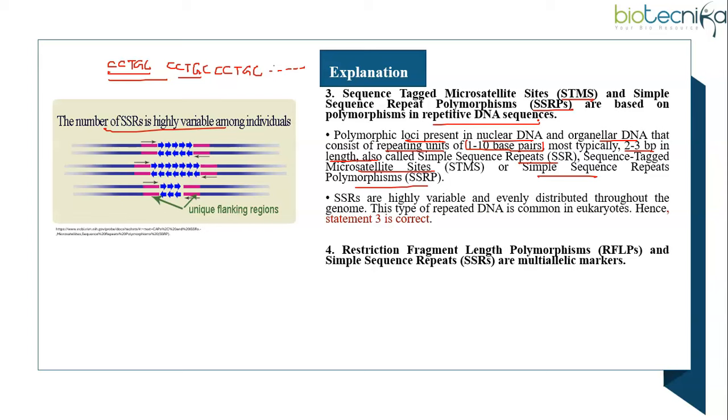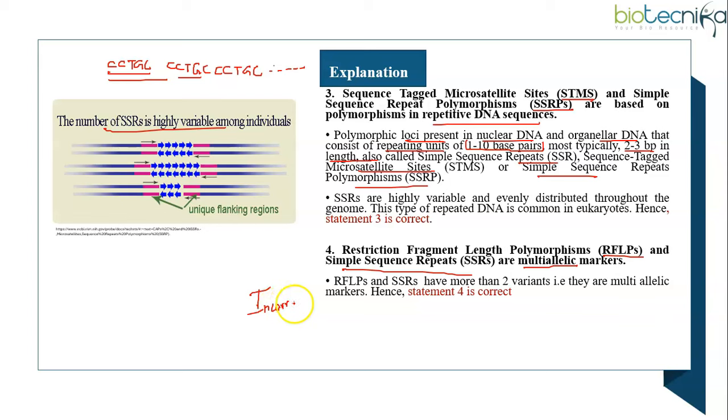Then statement 4 is: restriction fragment length polymorphisms, that is RFLPs, and simple sequence repeats, that is SSRs, are multiallelic markers. What is multiallelic? A multiallelic site is a specific locus in a genome that contains 3 or more observed alleles. If you count 1 as a reference, then it allows for 2 or more variant alleles. So yes, RFLPs and SSRs have more than 2 variants, that is, they are multiallelic markers, and therefore statement 4 is also correct. Now, as we have to choose the incorrect statement, only statement 1 is incorrect and statements 2, 3 and 4 are correct. So the answer here is statement 1.